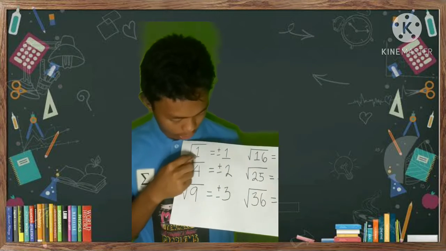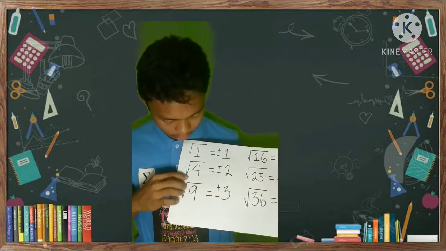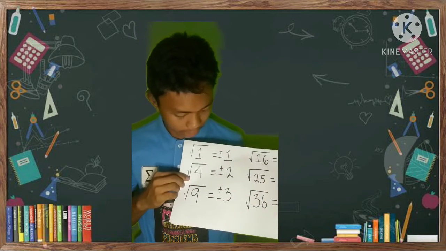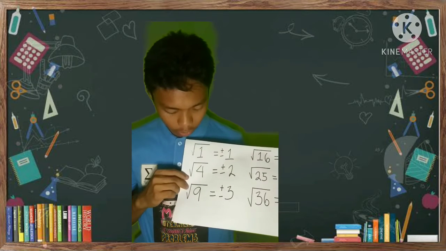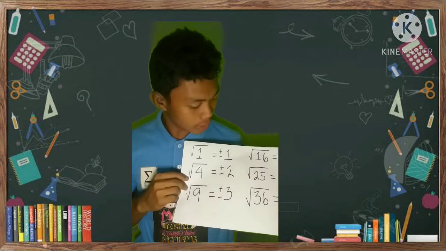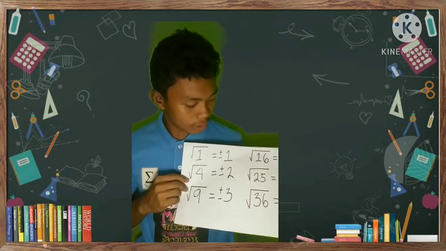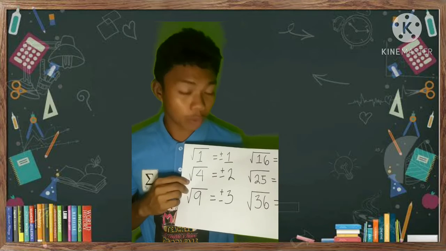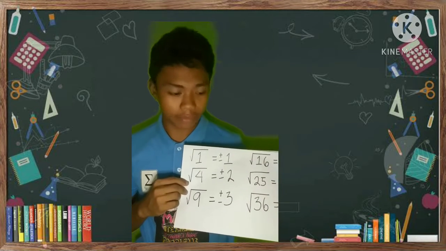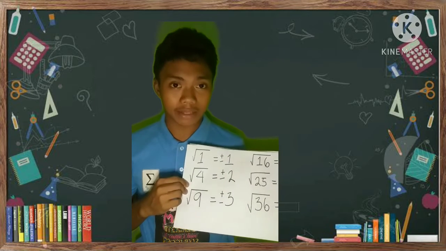For example, the square root of 1 is equal to positive and negative 1. Square root of 4 is equal to positive and negative 2. Square root of 9 is positive and negative 3. Square root of 16 is positive and negative 4. Square root of 25 is positive and negative 5. And square root of 36 is positive and negative 6.